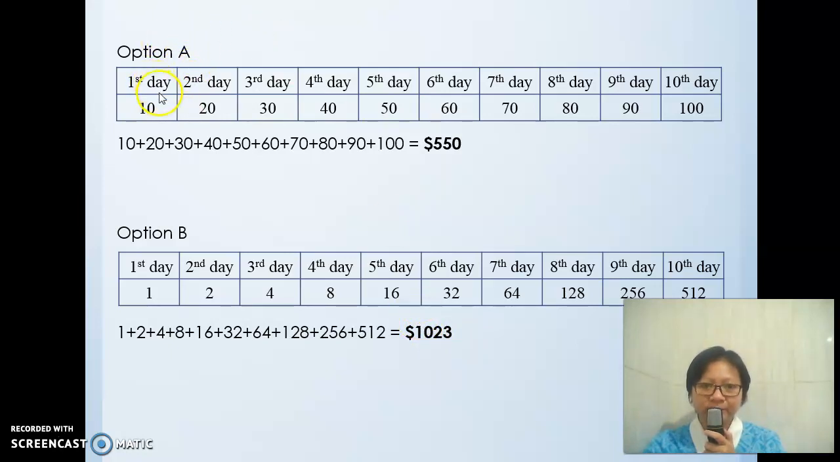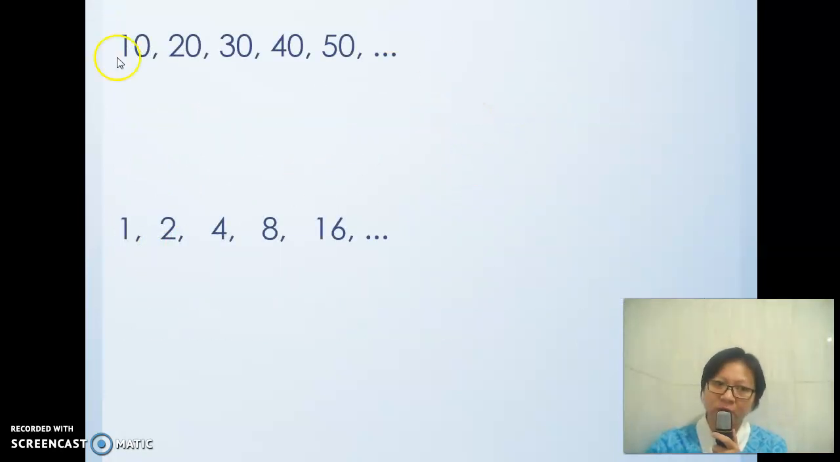So take a look at this. Option A is an arithmetic sequence. Option B is a geometric sequence. I've put the money in sequence. This is option A and this is option B. Option A is an arithmetic sequence. Option B is a geometric sequence. Let's take a look.